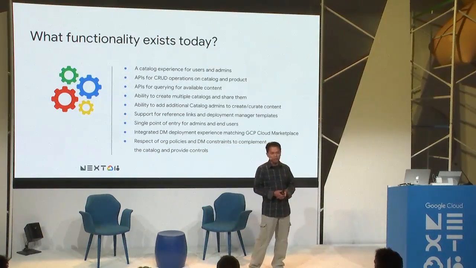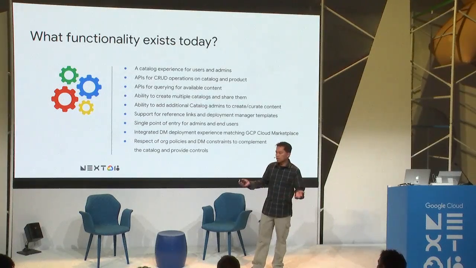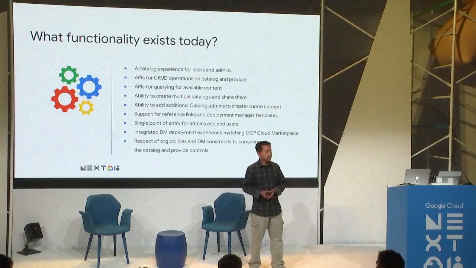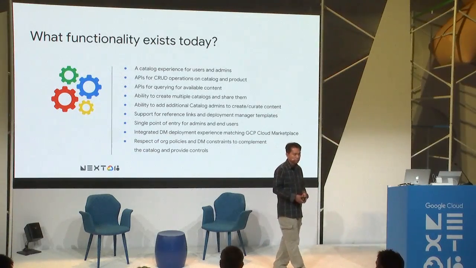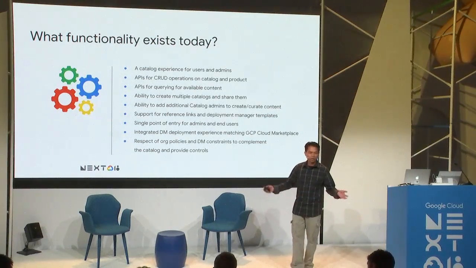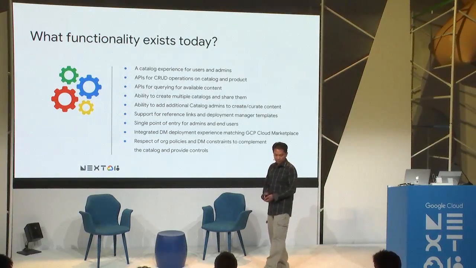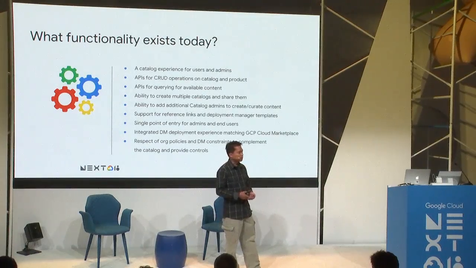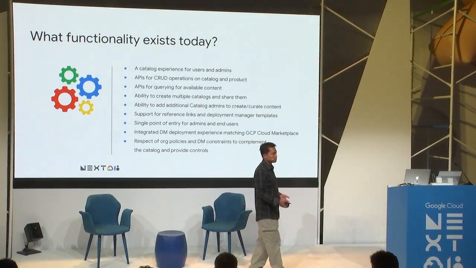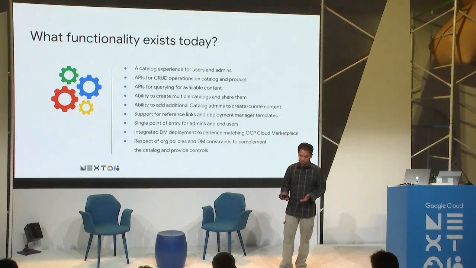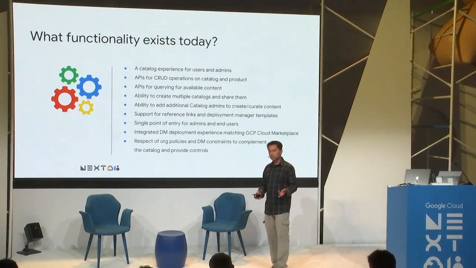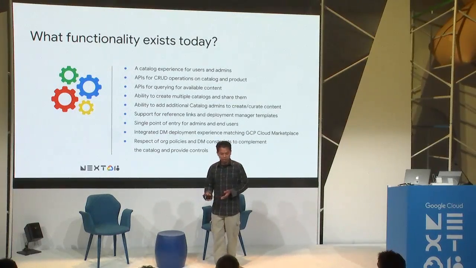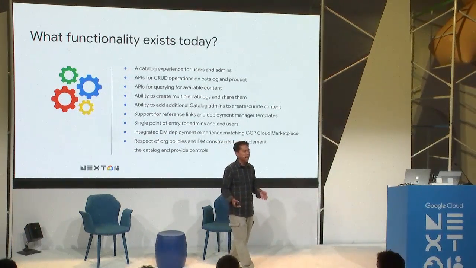We basically allow you to create multiple catalogs. So it's up to you how you want to define how your catalogs should work. It could be a catalog just for developers. It could be a catalog for a certain platform. It could be a catalog just for your legal department, whatever you want. You can create as many catalogs as you want. There's no limits there. You can have IAM roles to allow other admins to manage those catalogs and those solutions. We support 2 content types today: reference links and deployment manager templates. Our goal, of course, is to continue adding to this and add more solution types.